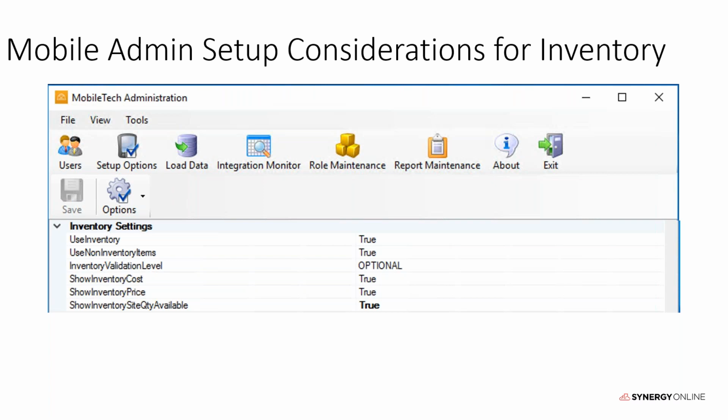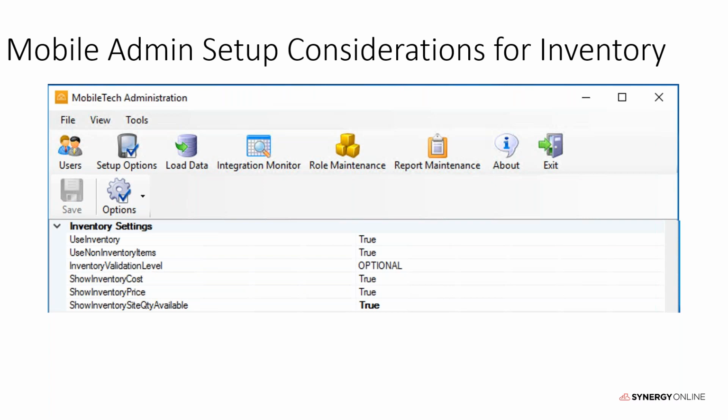The next two mobile tech options are inventory cost and inventory price. And it's up to you. Do you want the technician to see that data in his mobile tech device or not? And then the last option would be, do you want the technician to see the inventory quantity that is on his truck? Now keep in mind that that inventory quantity is the item that the database is showing. And that might not always line up with the physical possession.